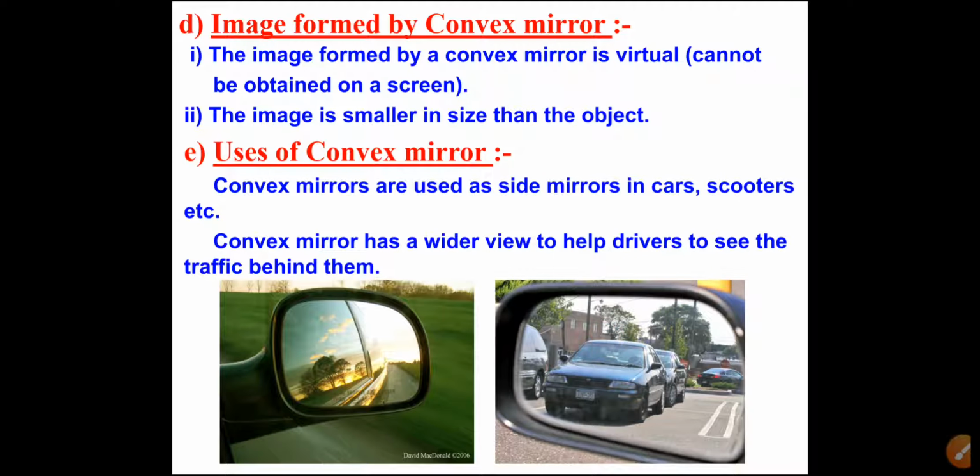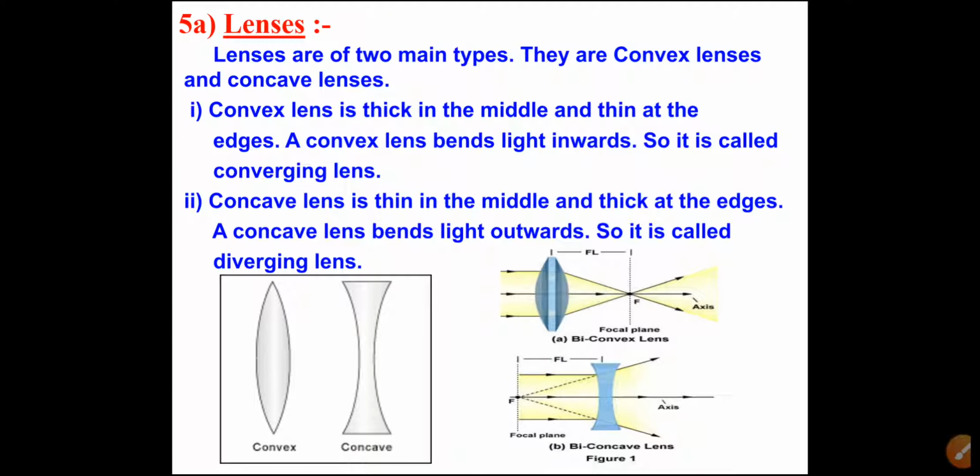So these are the characteristics of the image formed by the convex mirror. You should know where the convex mirror is used and where the concave mirror is used. In the concave mirror and in the convex mirror, what type of uses, image form, and characteristics you should know. Now the next point is lenses.